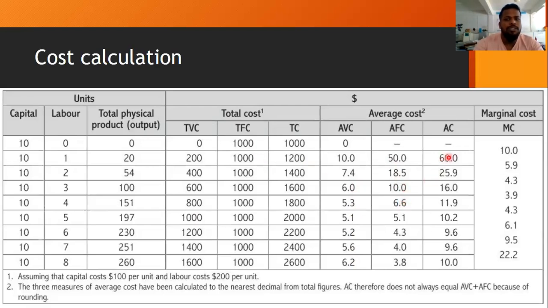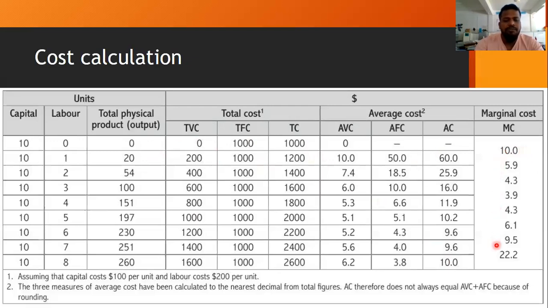Then average cost means total cost divided by number of units, or the sum of these two. Either way you can calculate it, and that is what we calculated here. Then marginal cost: we already know it is the change in total cost, around 200, divided by the change in number of units, which is 20. So 200 divided by 20 is 10. Like that we calculated the marginal cost curve here.